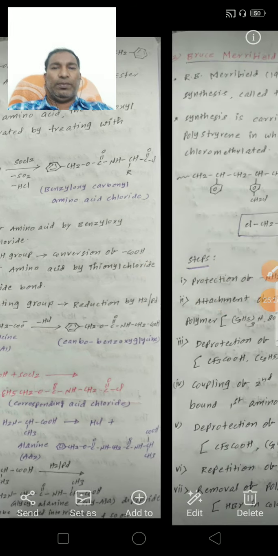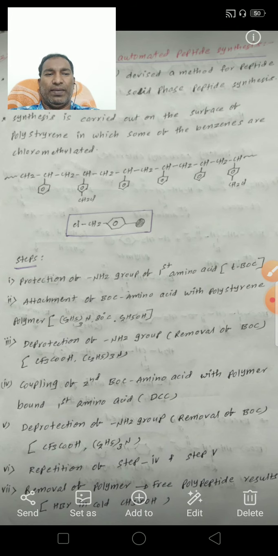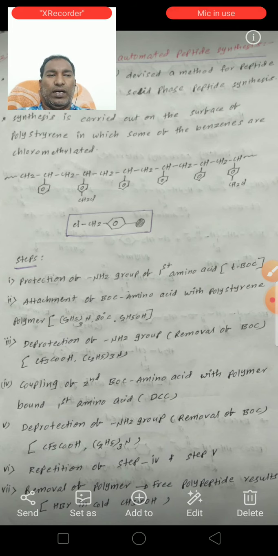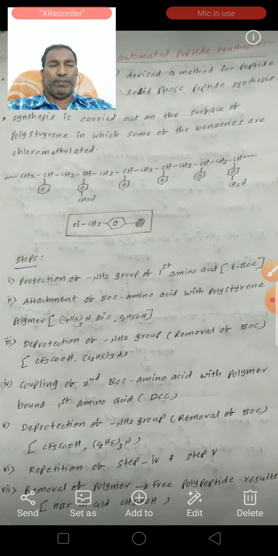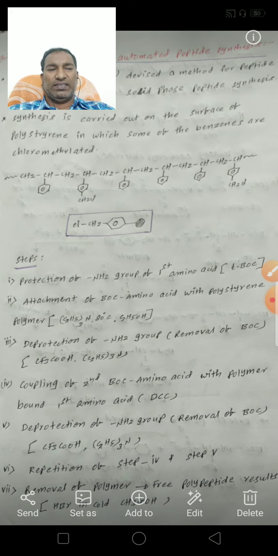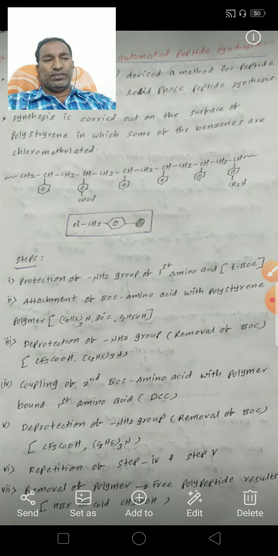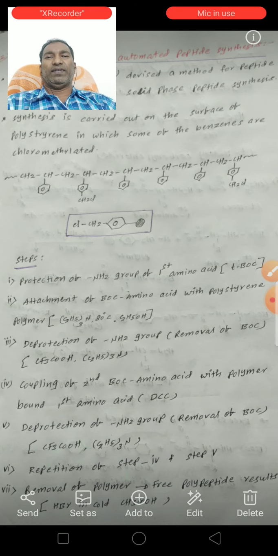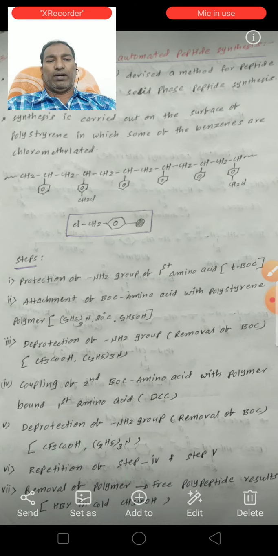See here, the second peptide synthesis is the Bruce-Merrifield automated peptide synthesis. This is the second peptide synthesis. Here, R.B. Merrifield in 1964 devised a method for peptide synthesis called solid phase peptide synthesis. This is solid phase peptide synthesis, discovered by R.B. Merrifield.